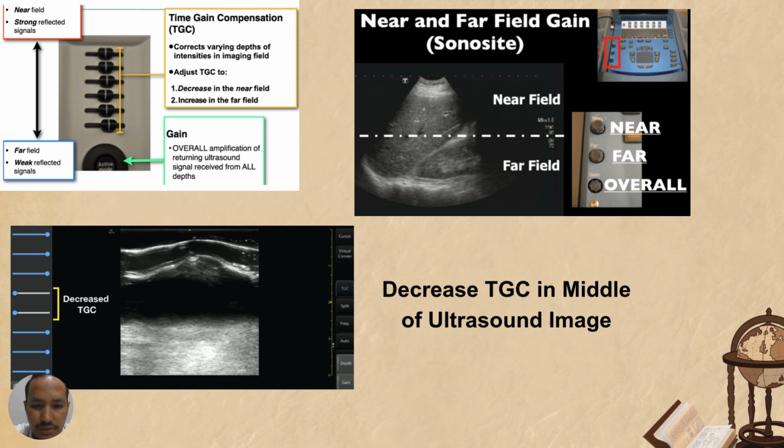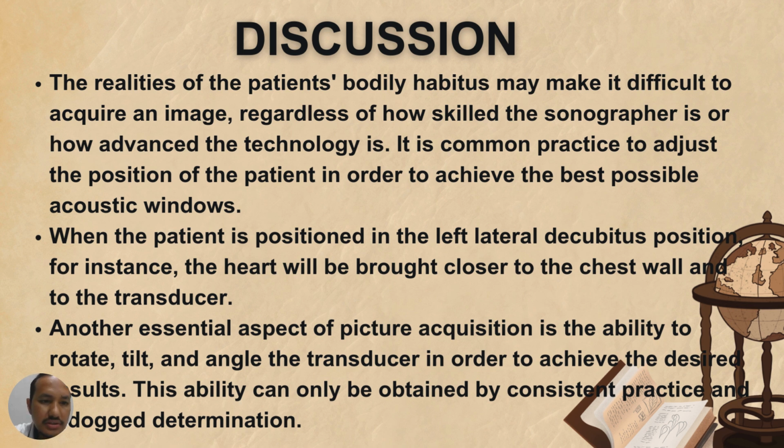Okay, lastly, we talk about the discussion. The realities of the patient's body habitus may make it difficult to acquire an image regardless of how skilled the sonographer is or how advanced the technology is. It is common practice to adjust the position of the patient in order to achieve the best possible acoustic window. If the patient is positioned in the left lateral decubitus position, for instance, the heart will be brought closer to the chest wall and to the transducer.